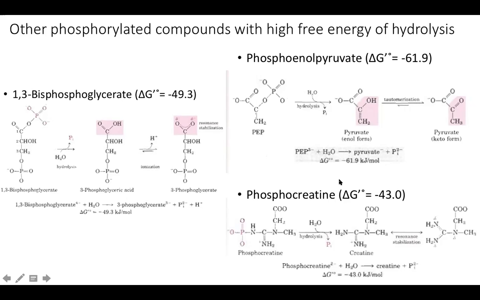This large free energy of hydrolysis is due to the fact that the reaction yields an enol form product of pyruvate that can immediately tautomerize to the more stable keto form. Thus, the product has two forms and is stabilized relative to the reactant, which only has one form. This makes the reaction very favorable.